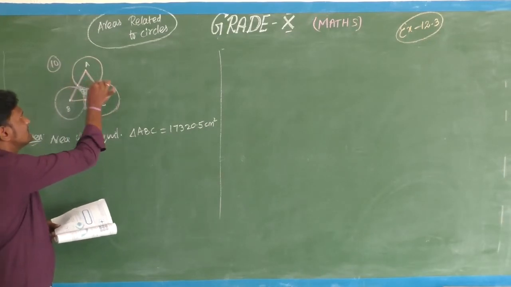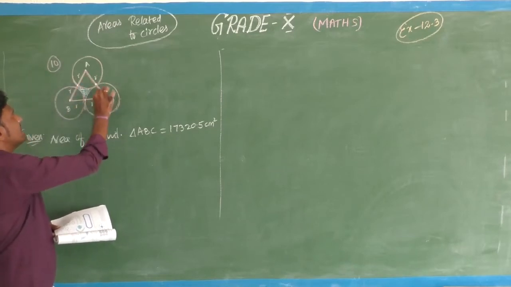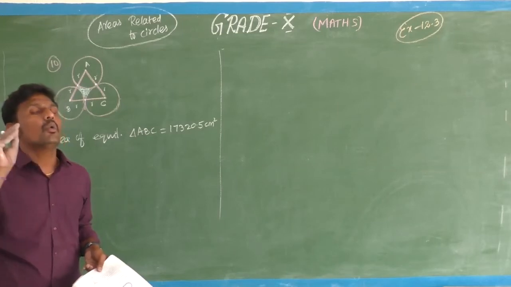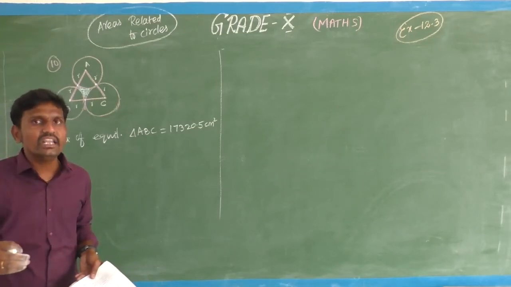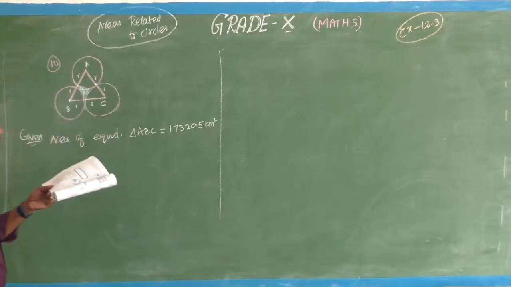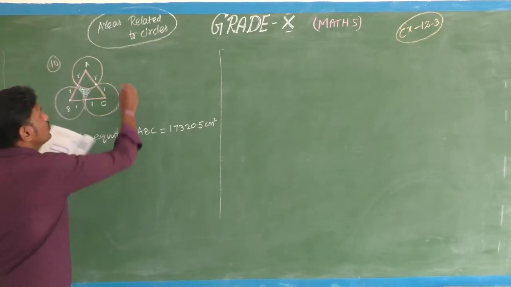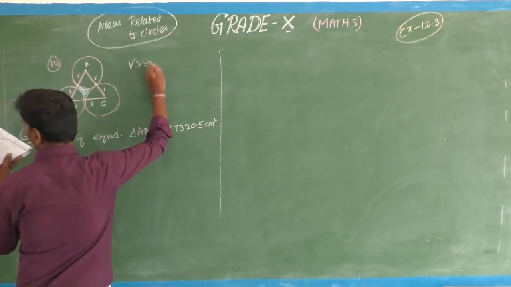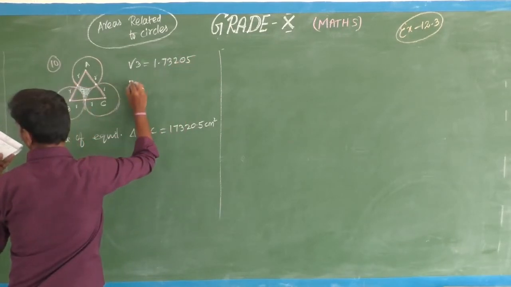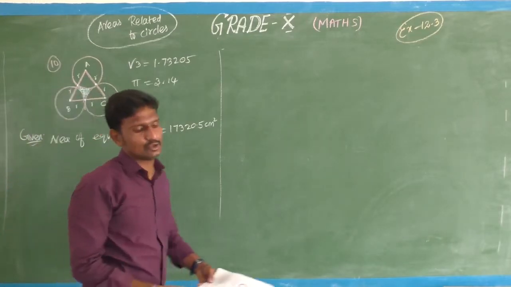So this is the radius, students. That is half of the length of the side of the equilateral triangle. In an equilateral triangle, that half of the side only will be the radius. Yes, students. Now, what does the question mean? Find the area of the shaded region. And one more thing is given: root 3 equal to 1.73205 and pi equal to 3.14. We should use these two only.